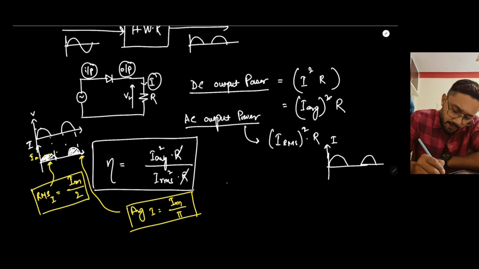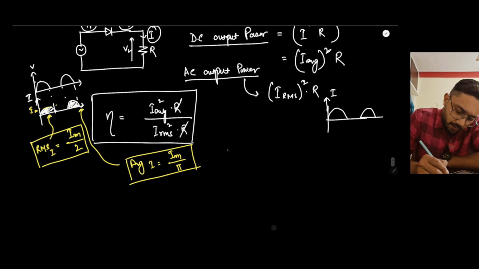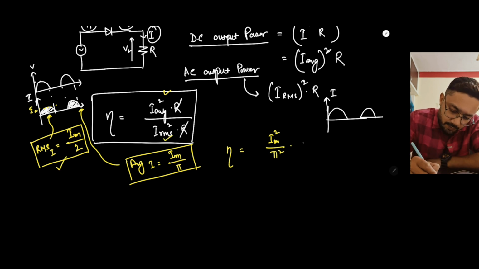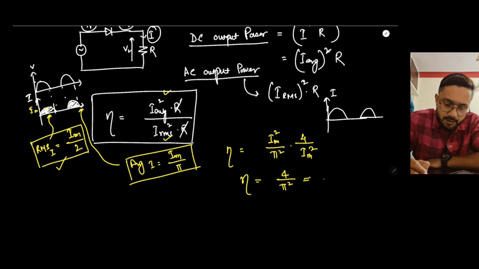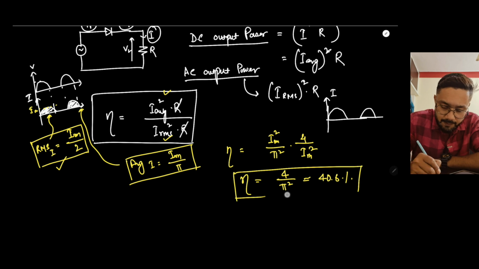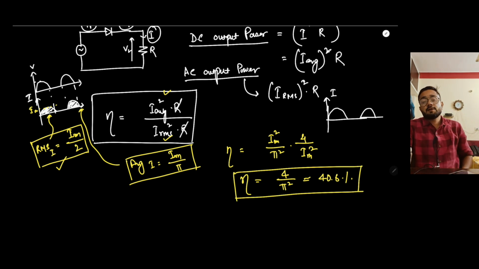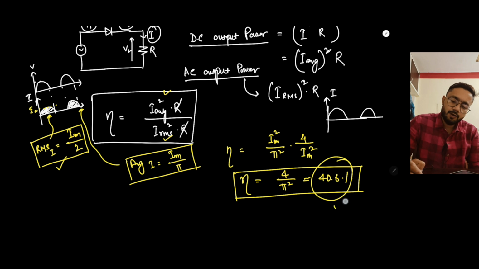Fine. Then what will be the conversion efficiency? I average square, Im square by pi square, divided by I RMS square, that is Im by 2 whole square. If you square it, it will look like this, meaning 4 by pi square, and it will be approximately 40.6%. So the conversion efficiency of the half wave rectifier is 40.6%.